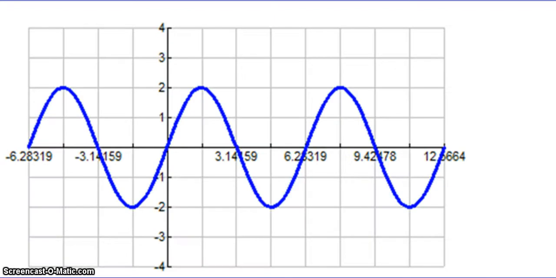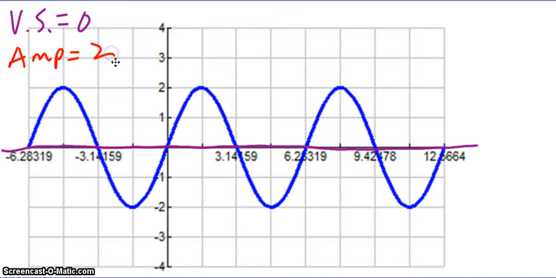Okay, so number one here. So hopefully we notice, first of all, we want to find the vertical shift. Well, the vertical shift is 0. Okay, that makes things easier. Then I know I don't have to deal with a vertical shift. Next thing I'm going to look at is the amplitude. I can see that the amplitude is 2 because from the axis here, I go up 2 and I go down 2.